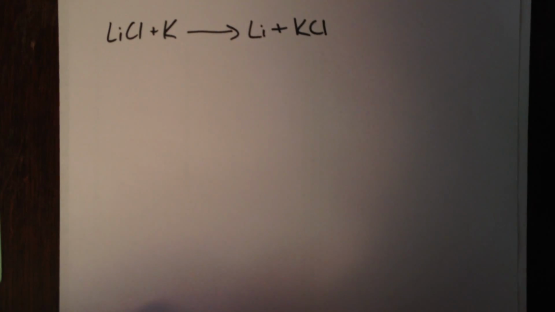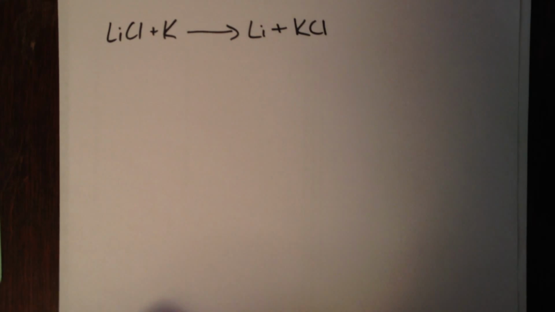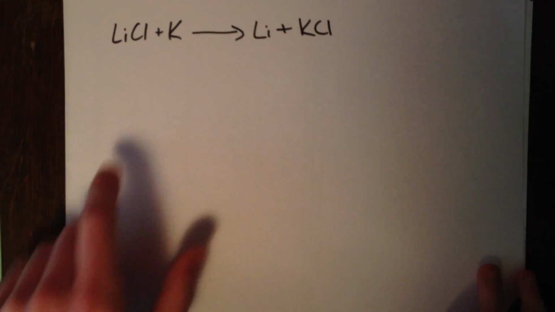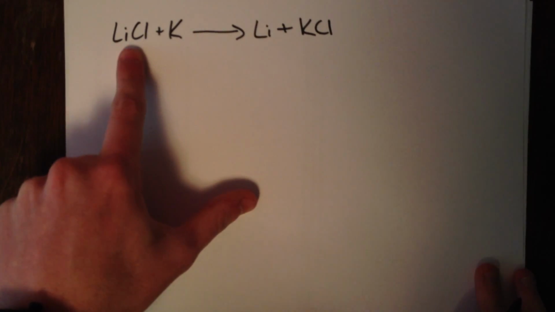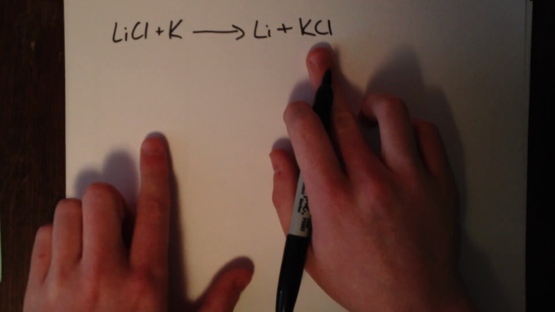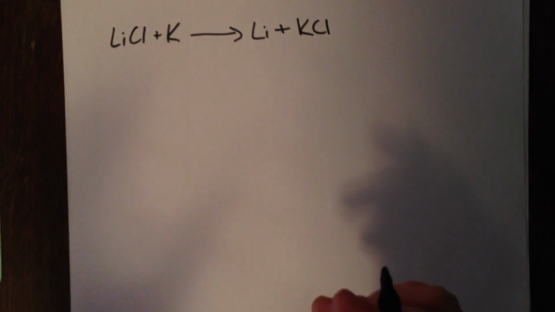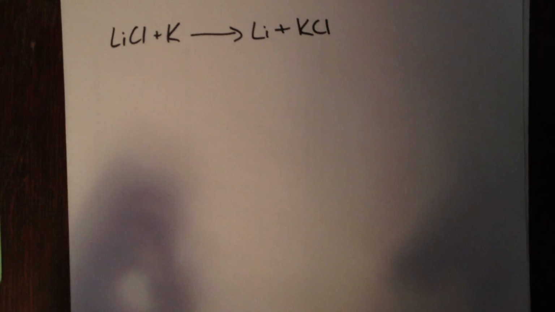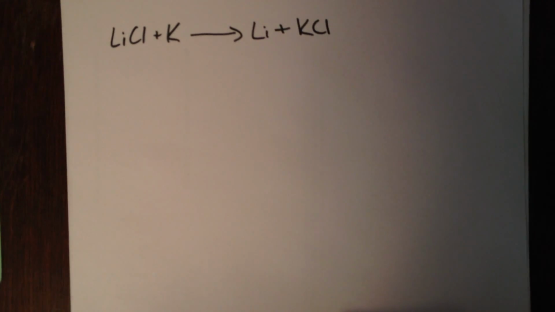Hello. Today we will be understanding and looking at stoichiometry in chemistry. Stoichiometry is the conversion between moles of one substance to moles of another, or grams of one substance to grams of another. Today we will be looking at the reaction between lithium chloride and potassium, which will yield lithium and potassium chloride. So first things first, we have to know how many moles of each substance we have.